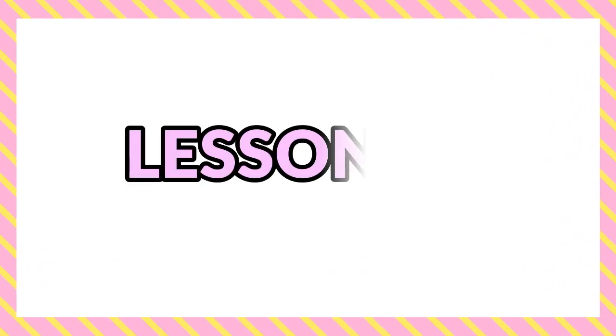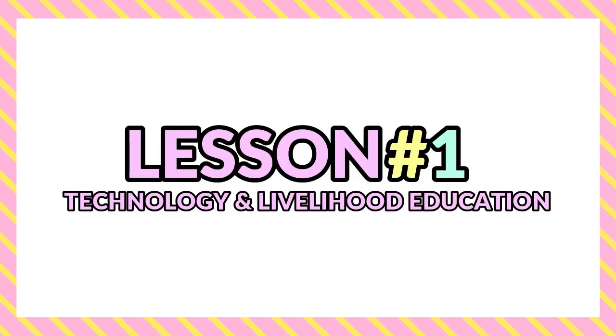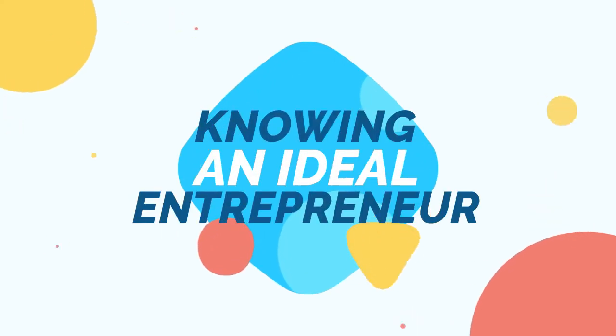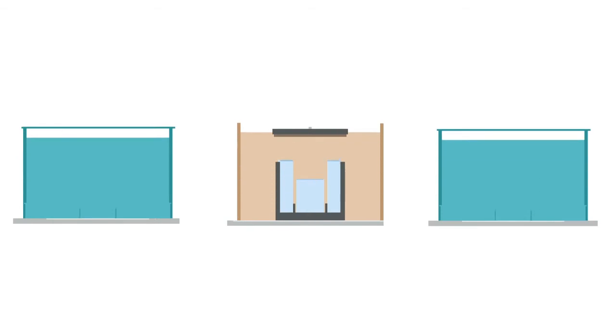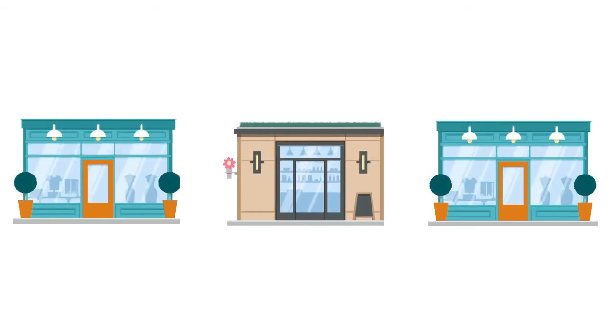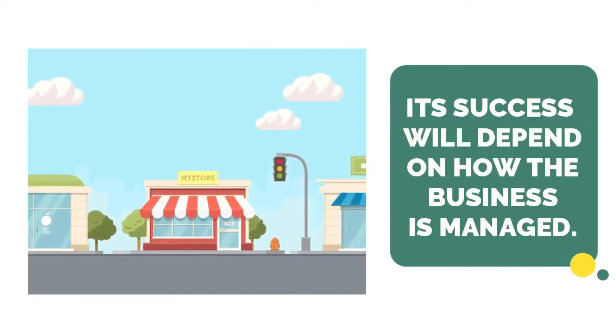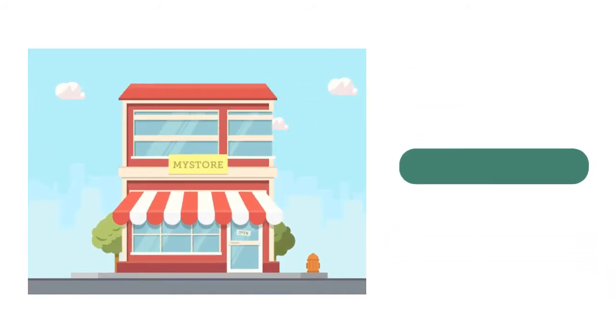Lesson number 1 in Technology and Livelihood Education. This lesson is about knowing an ideal entrepreneur. There are lots of small businesses that are emerging from different parts of the country, and the success of these businesses will depend on how they will be managed.